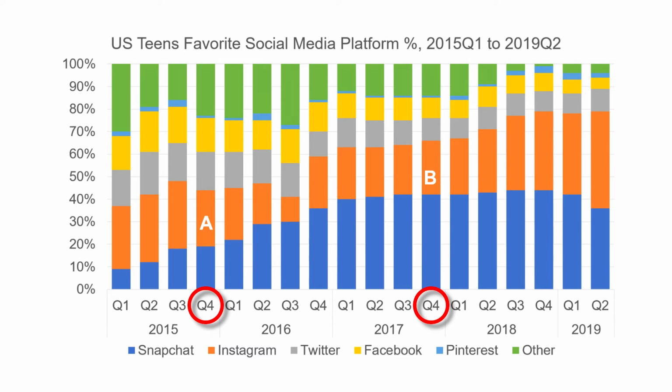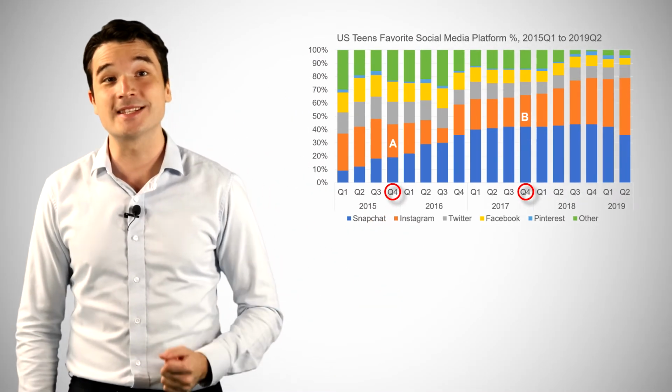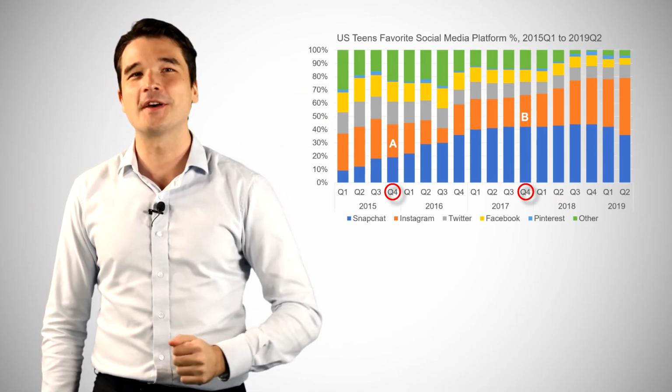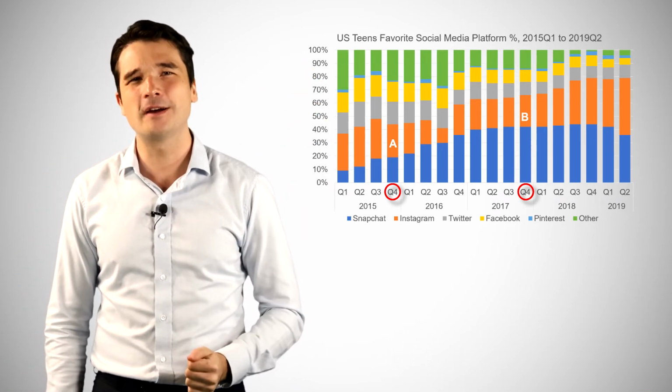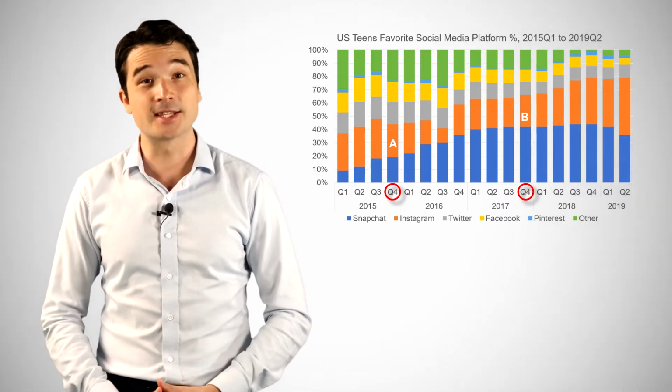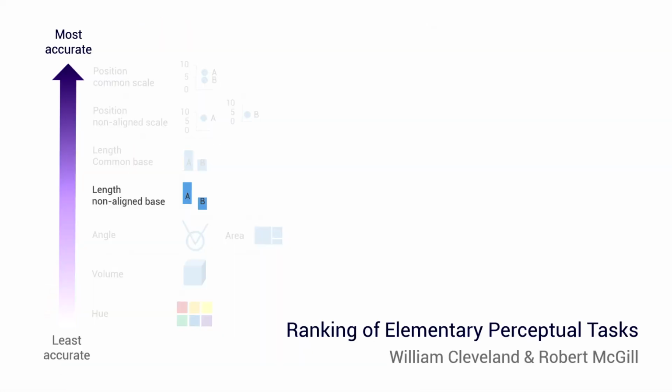It's much easier to compare values for the Snapchat series as they all start along a flat baseline. But with a 100% stacked bar chart, all the other series get stacked on top of each other, making comparisons over time quite difficult. So let's improve our chart. Moving up one position on the Cleveland-McGill scale gets us to lengths on a common base.